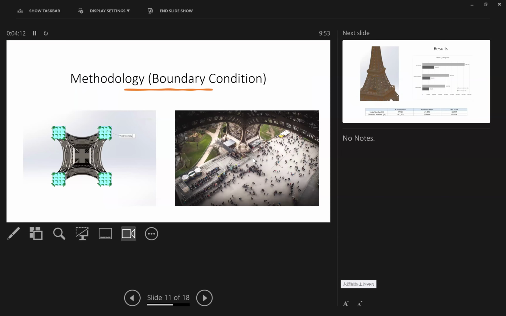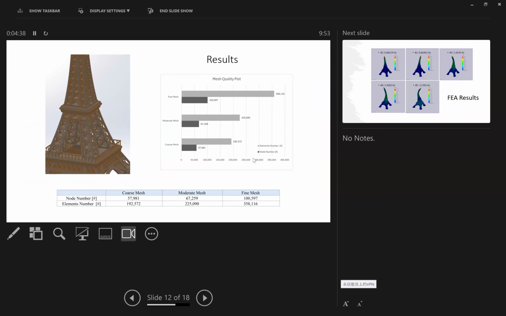So with that being said, I'm going to dive more deeply into the boundary conditions. We can see from this real-life picture that the base of the Eiffel Tower is actually 4 concrete blocks. To represent that in our model and simulation, we just made a base with the same dimensions and applied a fixed boundary condition to our model.